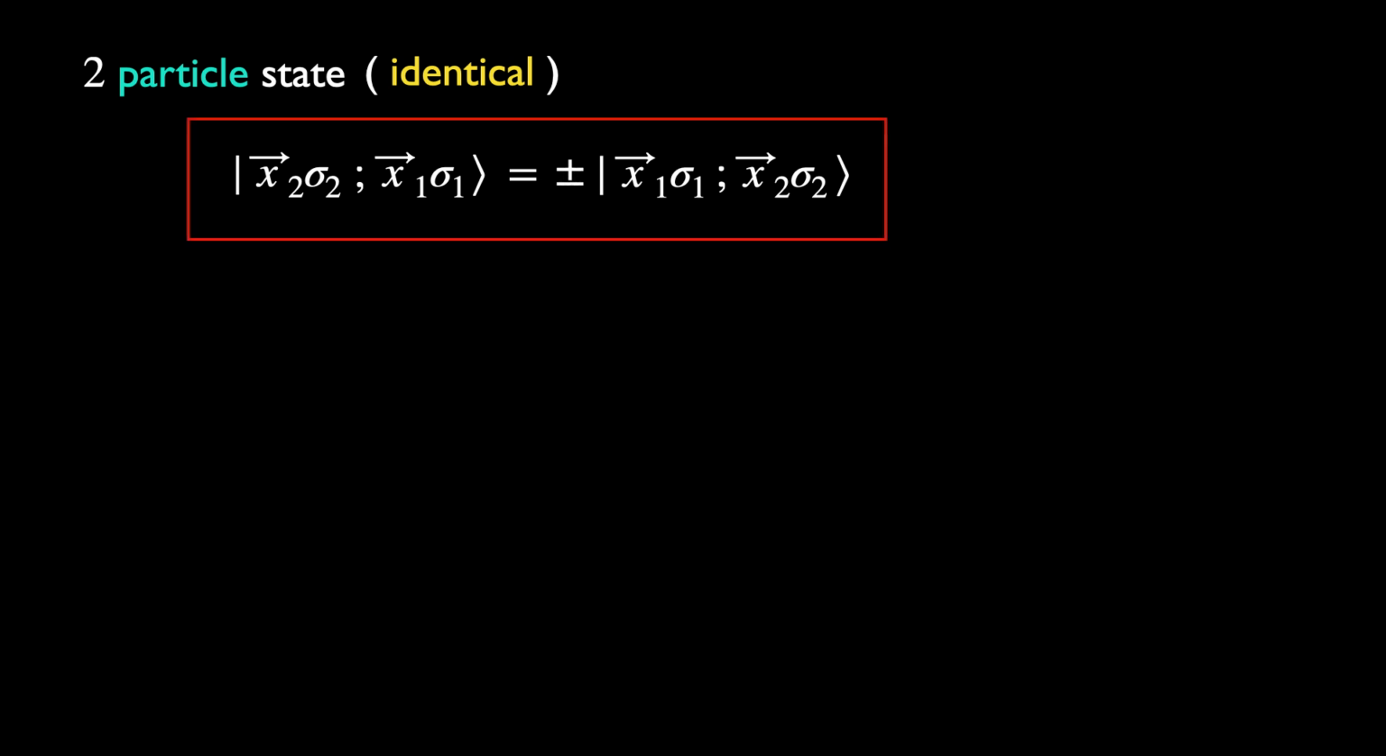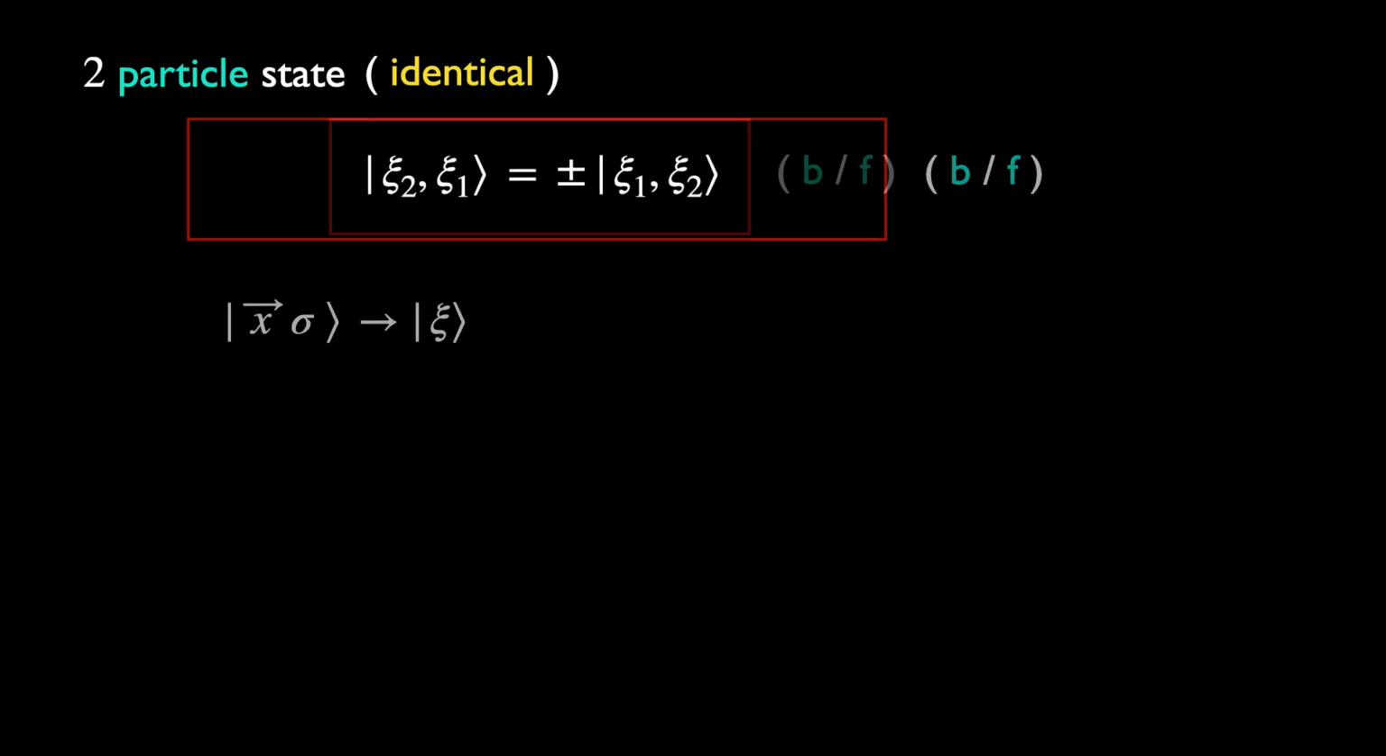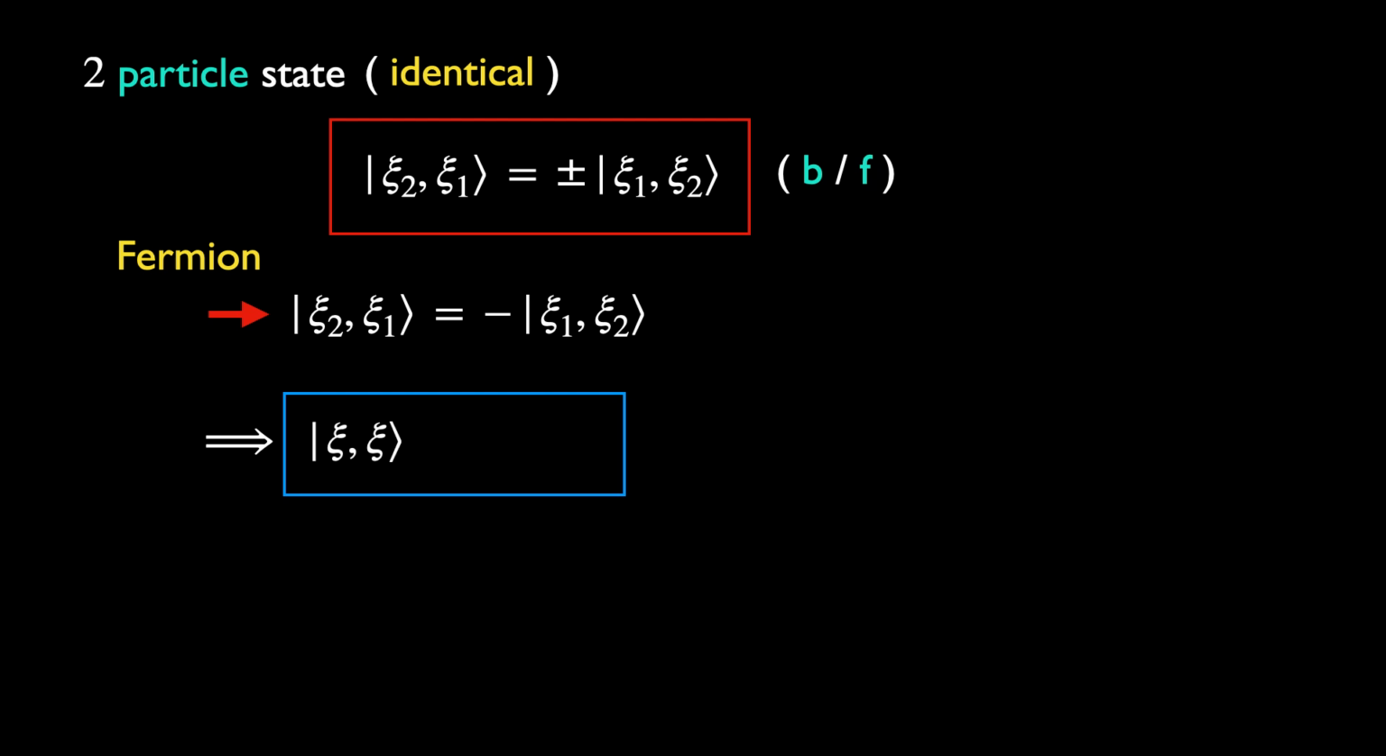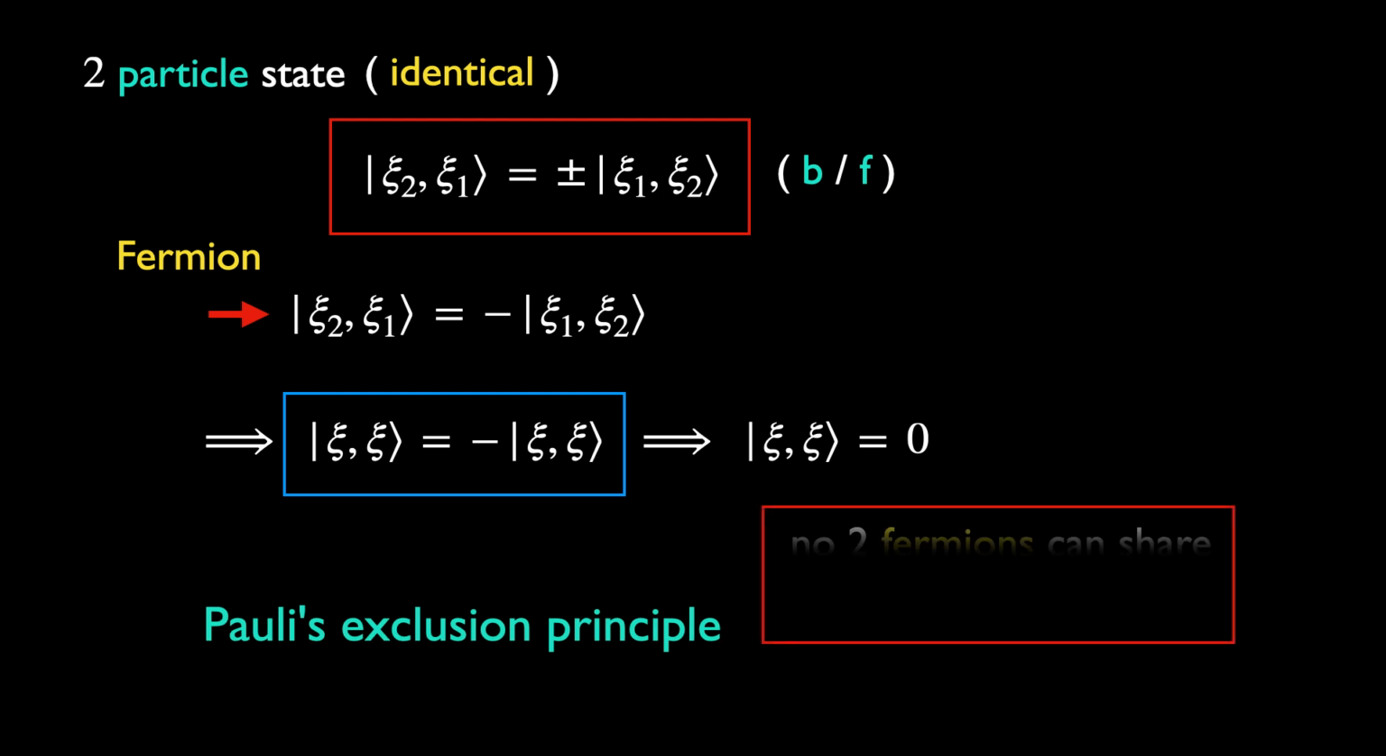Let's gather our results into this red box, B for bosons and F for fermions. To simplify our notation, we label the state of each particle by xi. Specifically for the case of the fermion, we have this. This means no two fermions of the same species can share the same state. This is the famous Pauli's exclusion principle, which was first devised by Wolfgang Pauli to explain the states of electrons in atoms.